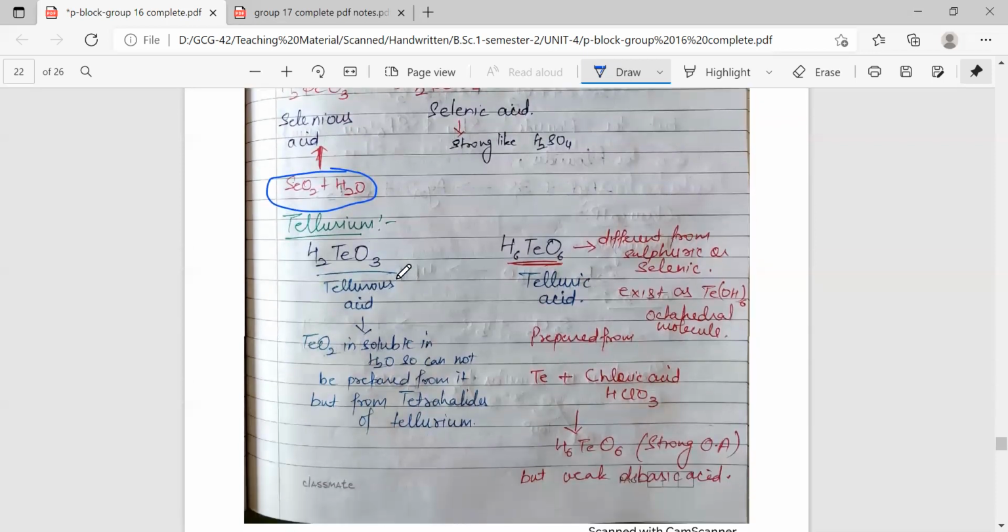Similarly, for tellurium, we have tellurous acid. TeO2 is insoluble in water, so it cannot be prepared from it, but it is prepared from the tetrahalide of tellurium. This acid is prepared from the tetrahalide of tellurium, and telluric acid is very much different from the other members.